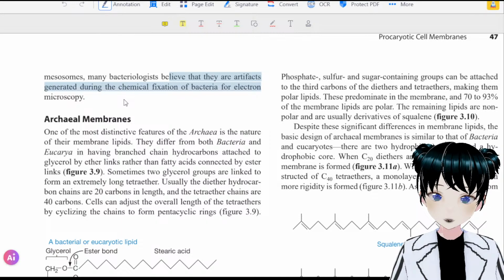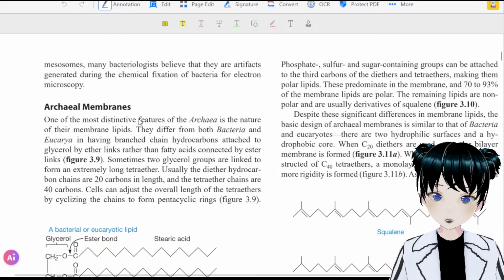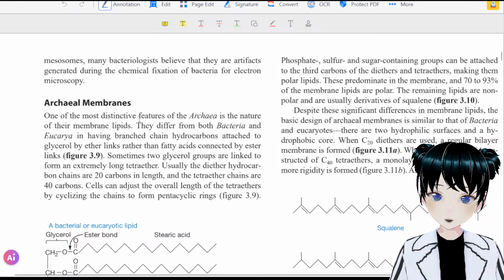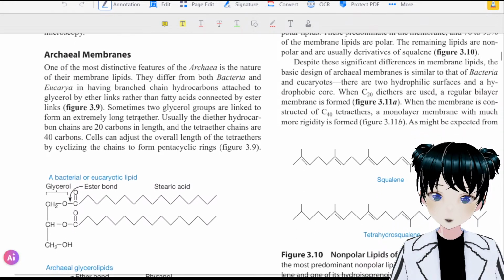But when we put bacteria for electron microscopy, we prepare the specimen by doing certain methods. And they are saying maybe that mesosomes are not natural and they are made artificially by humans. Like it's kind of an error in the microscopy. So many biologists believe that because mesosomes are not seen in many bacteria, almost all bacteria.